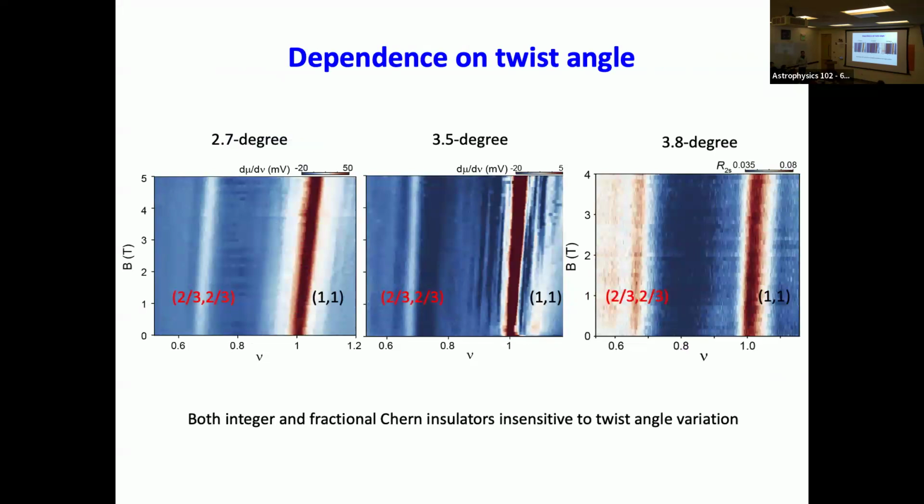And these states are actually quite robust against the twist angle. You can change the twist angle from 2.7 degrees all the way to 3.8 degrees, and you just get the same results: the 2/3 states, 2/3, 2/3, splitting to the 1 states, 1 and 1. So over a range of this angle, you still get these FCI and CI states, and they are not quite sensitive to the angle.